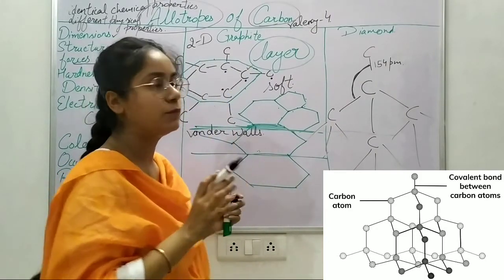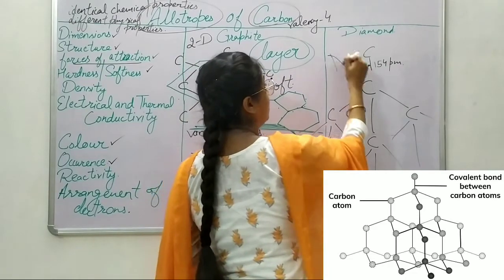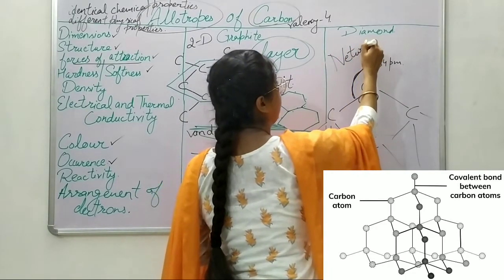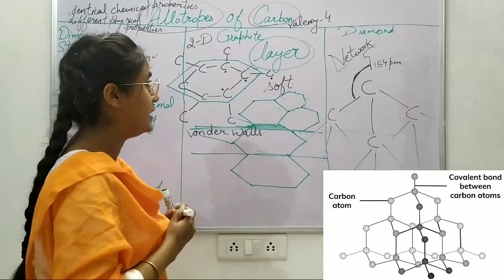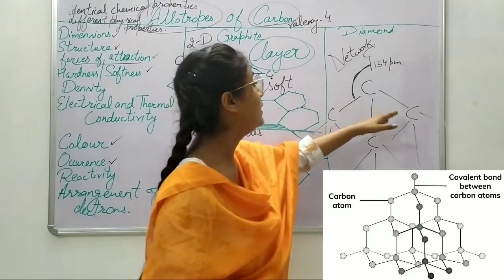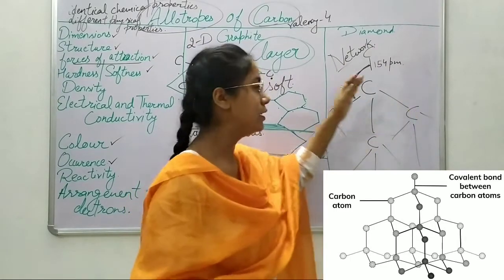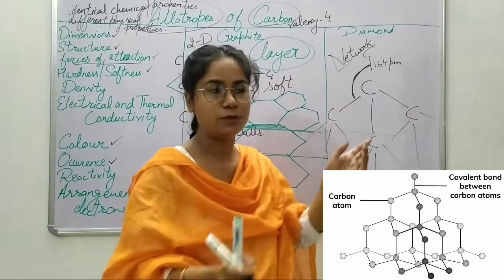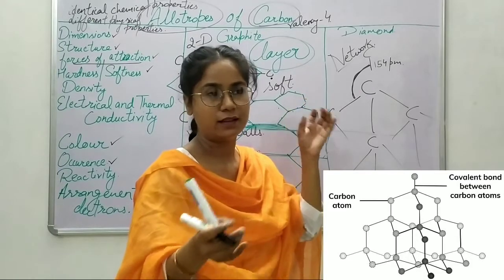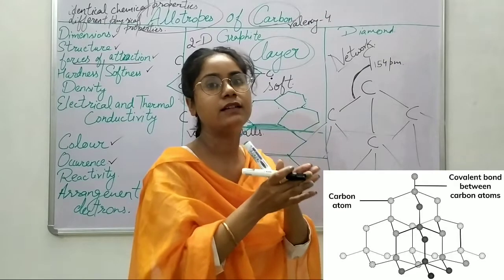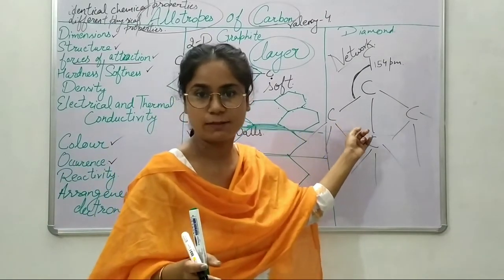And what is the type of structure here? The type of structure here is network. A network structure is formed by these carbons. Since all the bonds are fully occupied by the other carbons, it forms a network structure. A complete net is formed. Like a net of tennis, it has vacant spaces, but this one does not have that many vacant spaces.